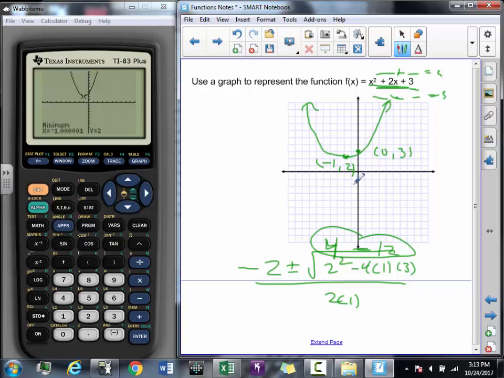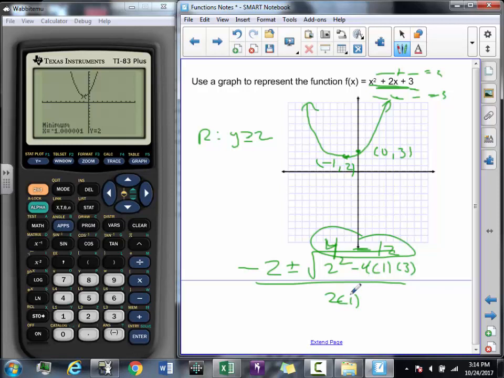So what's the range? The range would be everything where y is greater than or equal to 2. Can it get as low as 0, though? Can't get as low as 0. That's why the quadratic formula failed us. And that's why you get that square root right here. That's why you got a negative number there.